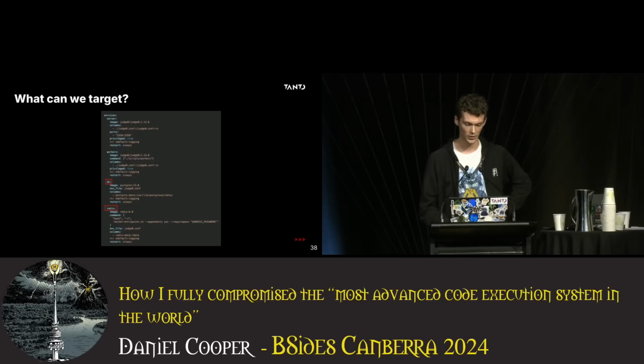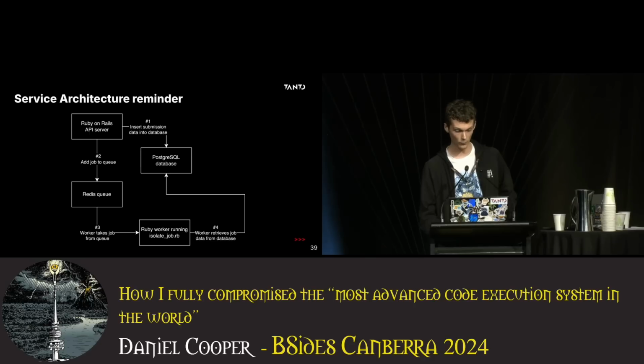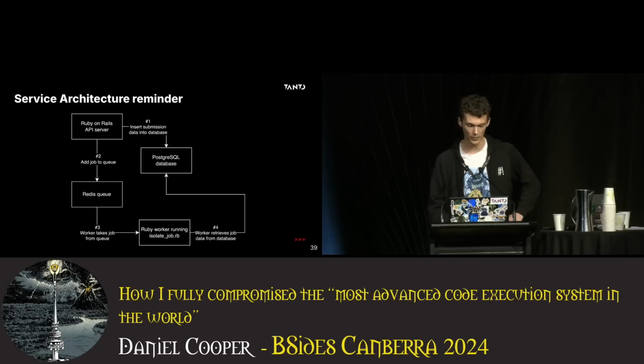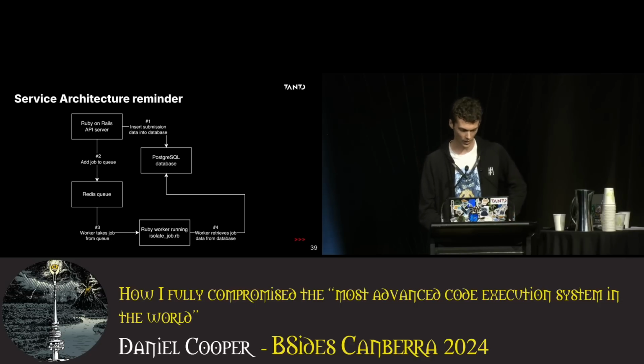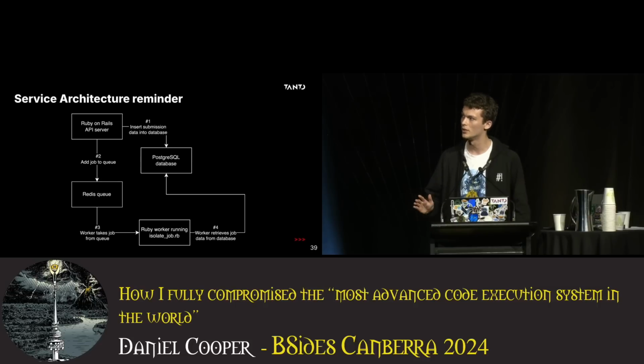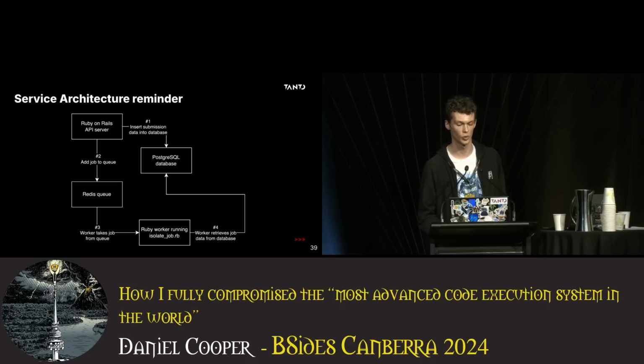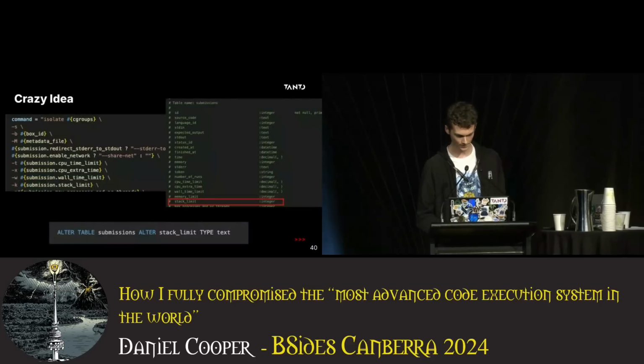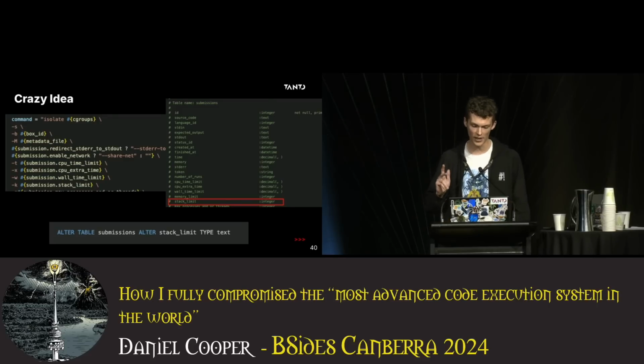In fact, we have the PostgreSQL database and the Redis. The Redis is obviously a lot easier to target, but if we think about it, PostgreSQL actually has a lot more of the data in it, so maybe it'd be worth targeting that as well. The Redis queue is essentially just telling the worker which jobs to run, so it's not that interesting unless we wanted to run a job twice or something. So I came up with a crazy idea.